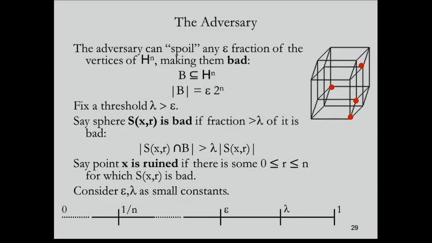And we call a point x ruined if there exists one such sphere. A point can be ruined only if all of them are perfect and one of them is bad, then the point is ruined. So we're really harsh with the point. Okay, so is that clear? A sphere is bad if a big fraction of it is red points. A point is ruined if some sphere is bad.